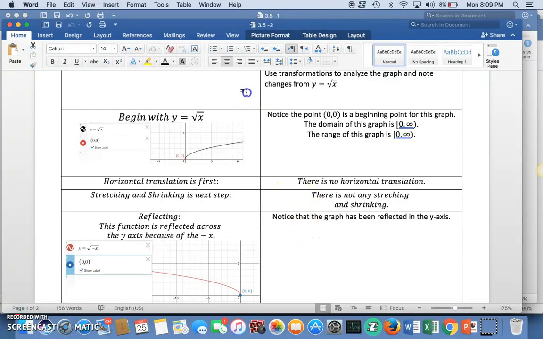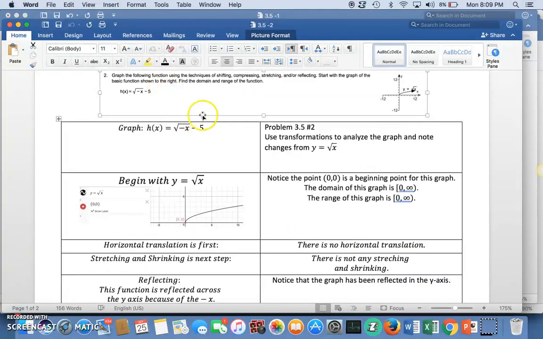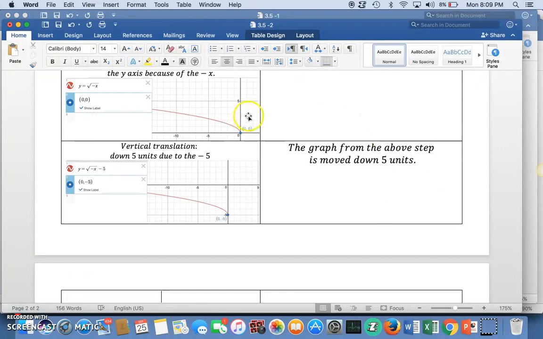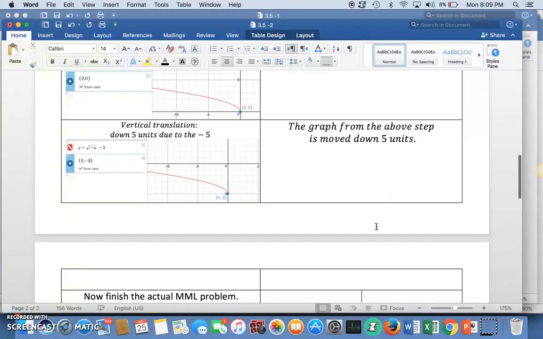You had a little bit more that was involved for the vertical translation, and that was the -5. What happens with that -5? It's going to move this graph that we had down to the point 0, -5. Otherwise, it's going to look exactly the same. So that's what happened. You had a reflection in the y-axis and a vertical translation down 5 units.